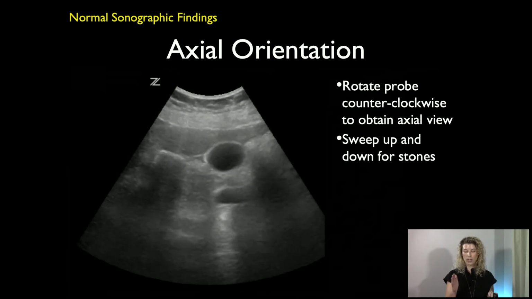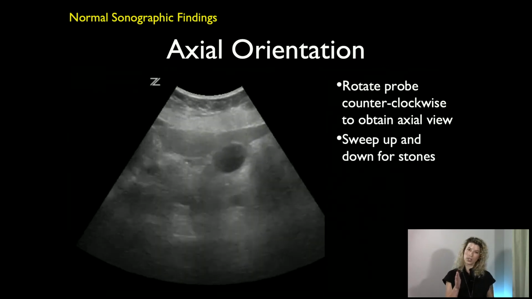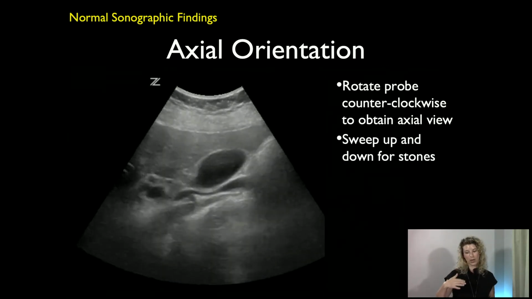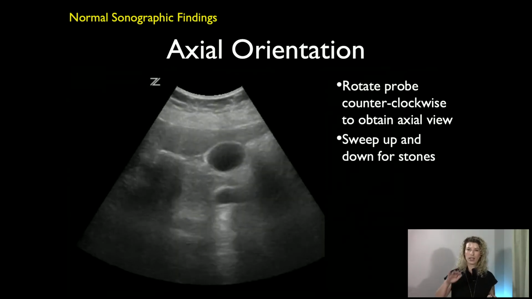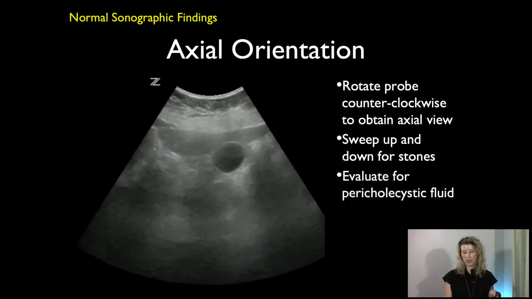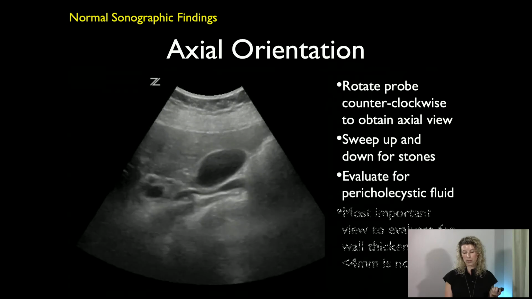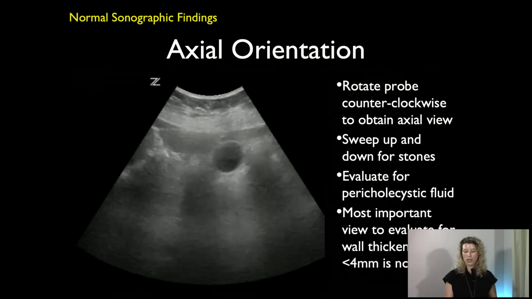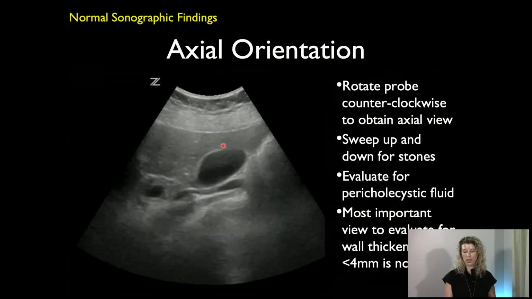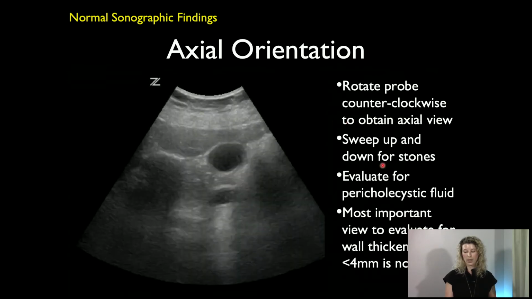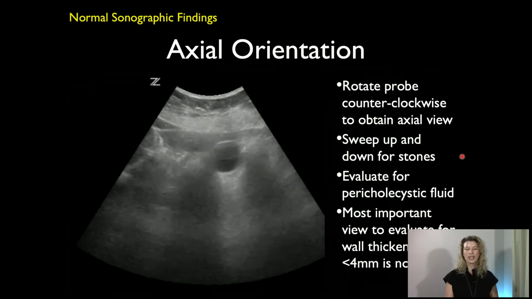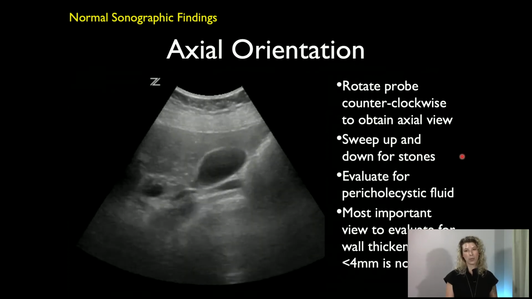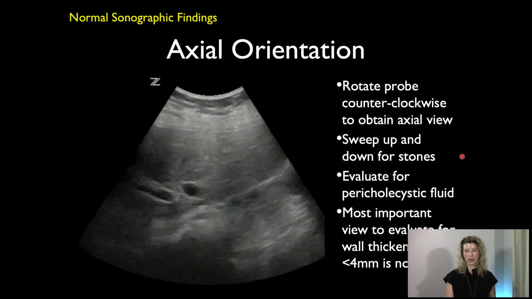Right, so you're starting with the probe marker pointed at the patient's head, you're rotating it counterclockwise. And then again, you're fanning, sweeping up and down, looking for stones, looking for pericholecystic fluid. So when you measure the anterior gallbladder wall, which is this part of the wall up here that touches the liver, you're looking for anything less than 4 millimeters, and that's considered normal. So bigger than that, you start wondering.